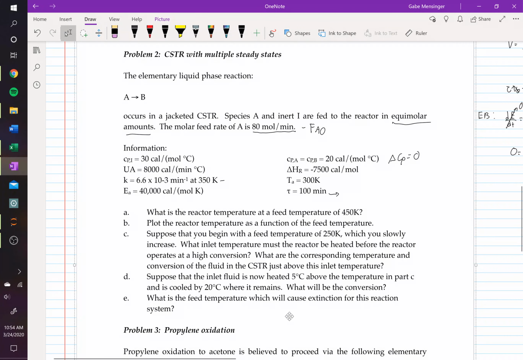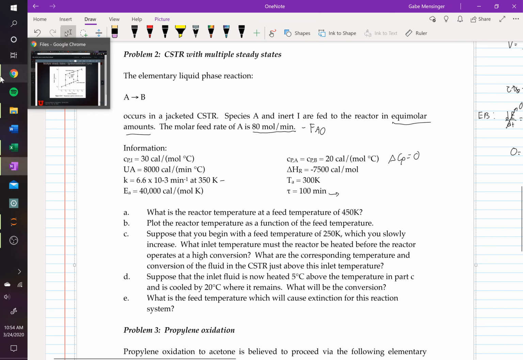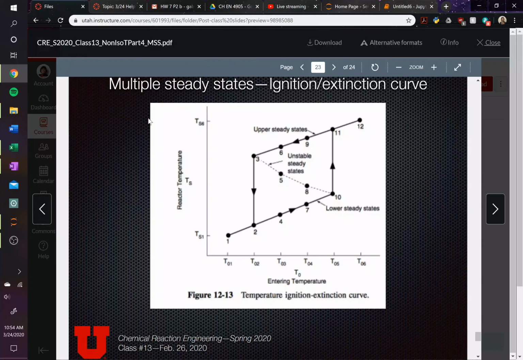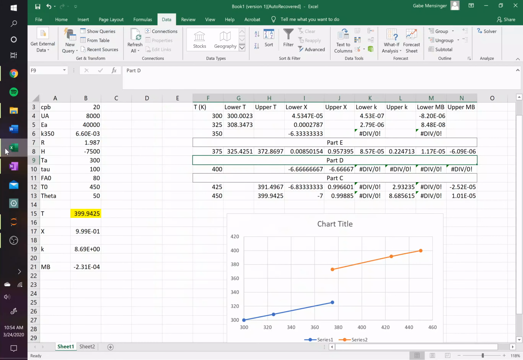All right, and part E. What is the feed temperature which will cause extinction for this reaction? So this one explicitly asks for the extinction temperature. Extinction is going to occur basically at the lowest possible temperature that you can find a solution for on the upper branch. So going back to the graph, I kind of gave you guys a hint on that one. On part E, it's going to be between 350 and 375.